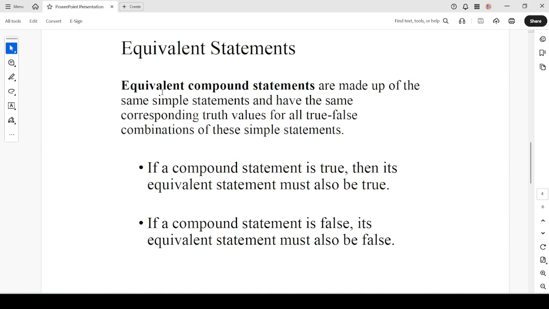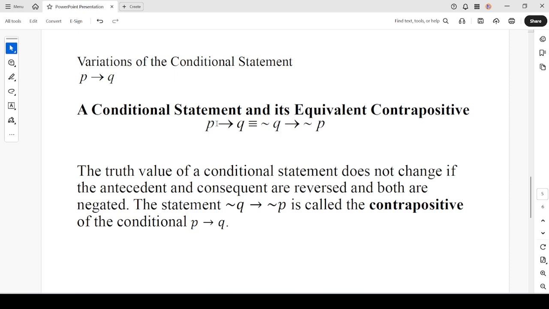So, two statements are equivalent. If a compound statement is true, then its equivalent statement must also be true. If a compound statement is false, then its equivalent statement must also be false. So let's look at one equivalent statement.